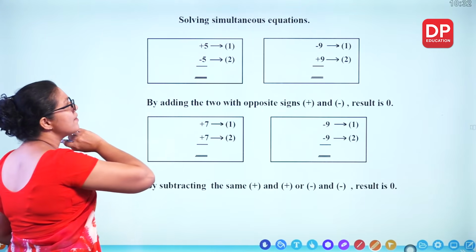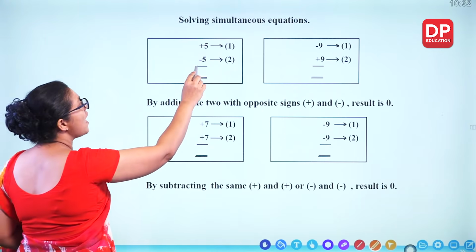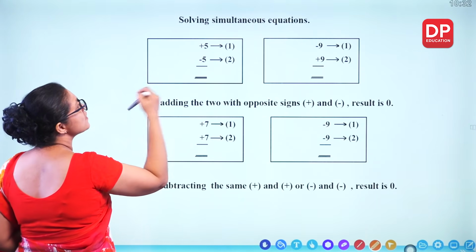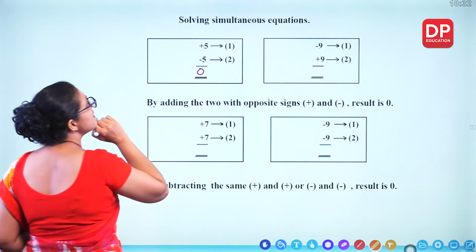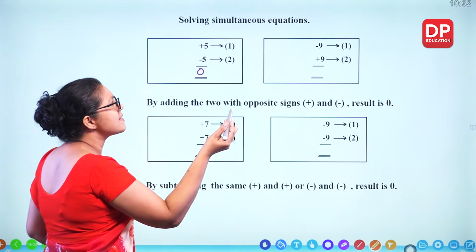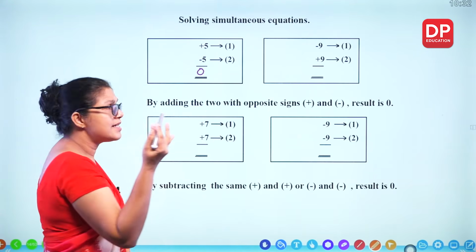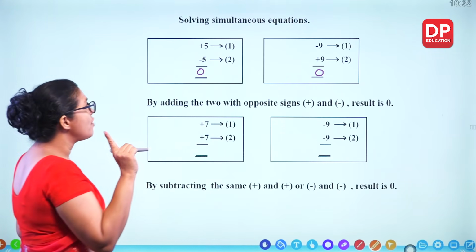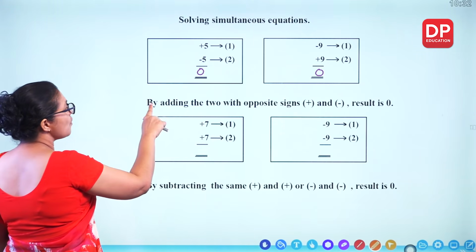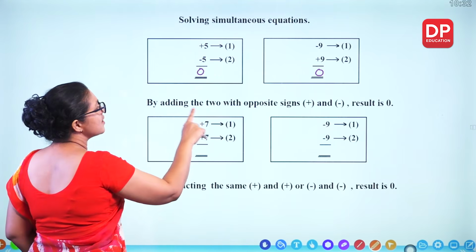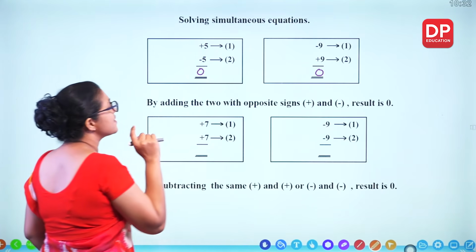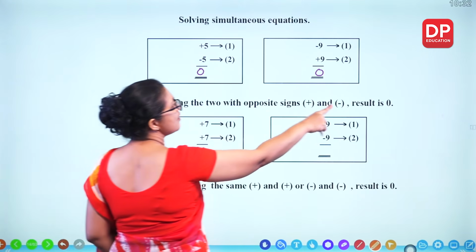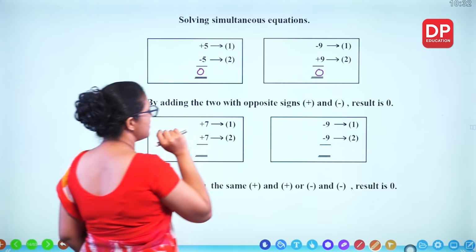Take plus 5 and minus 5. When you add these two, what happens? Plus 5 minus 5, you get 0. Minus 9 and plus 9, when you add it, you get 0. So you need to remember, when you are adding two opposite signs with the same coefficient, you get 0. So the result is 0.